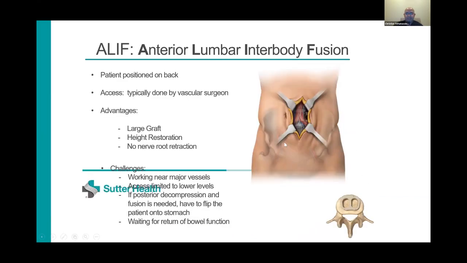So an anterior lumbar interbody fusion is a case in which we are going in from the front. And what we would do here is go in, not where the digestive system is. There's a space called the retroperitoneal space. The benefit of this is that we put in a larger cage and it is very stable. Another benefit is that oftentimes we don't have to do much work in the back at all, so this preserves the muscles in the back.